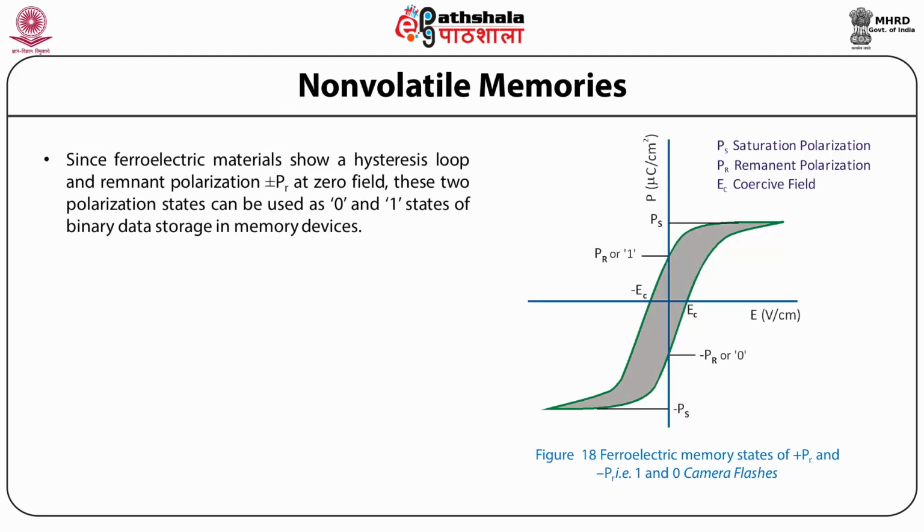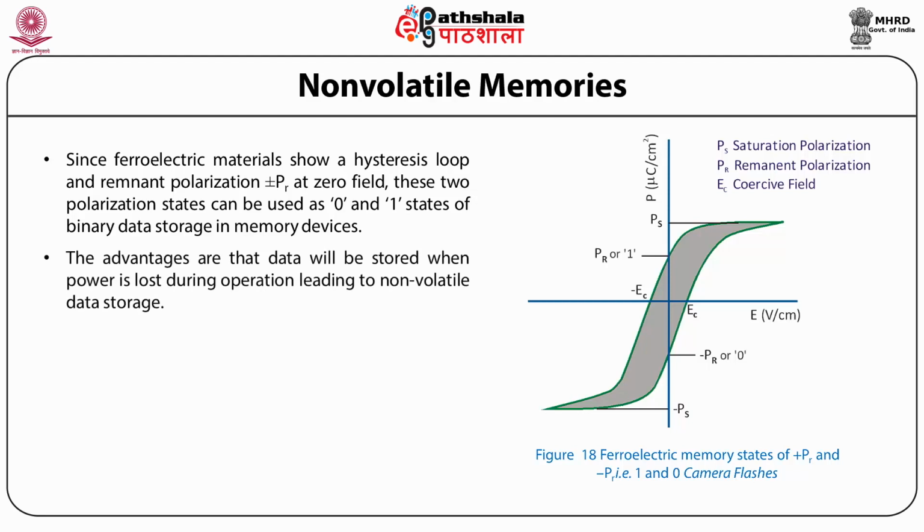Since ferroelectric materials show a hysteresis loop and a remnant polarization at zero field, these two polarization states can be used as 0 and 1, corresponding to plus PR and minus PR states of binary data storage in memory devices. So such states you can see in the plot shown in the slide, where the ferroelectric memory states of plus PR and minus PR are shown.